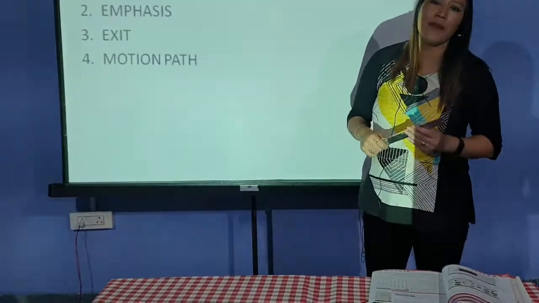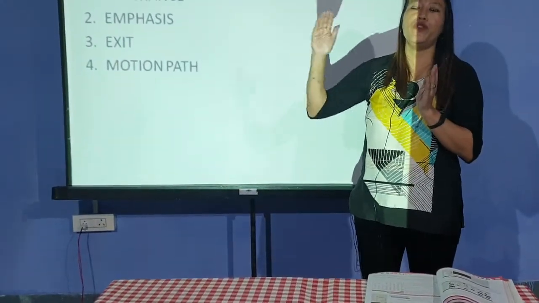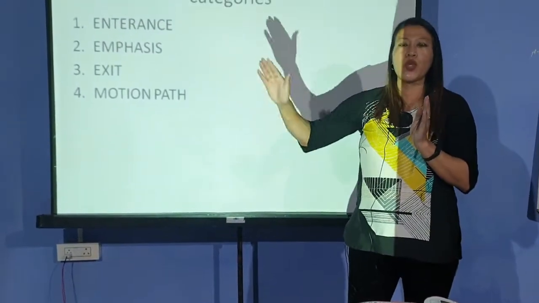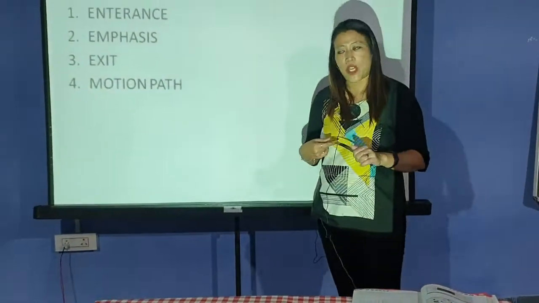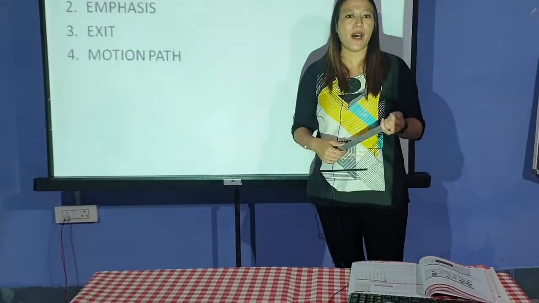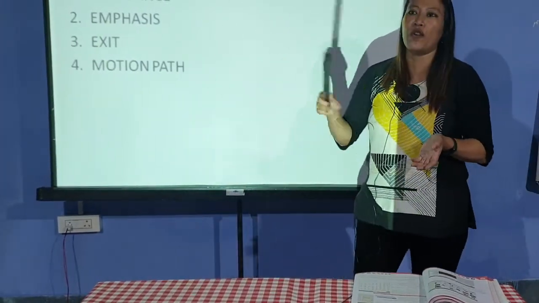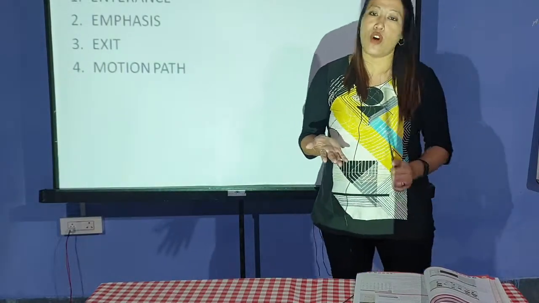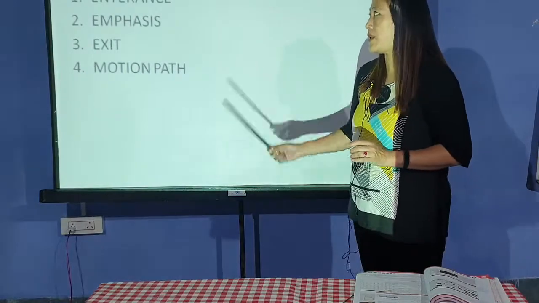Exit. Exit means if you want to remove your text from a presentation, if you want to just show it and then remove it, in that case you can use exit animation. And the last one is the motion path. In the motion path, you can show the movement of your text or your picture or graphics or object in your presentation. So these are 4 different kinds of animations.